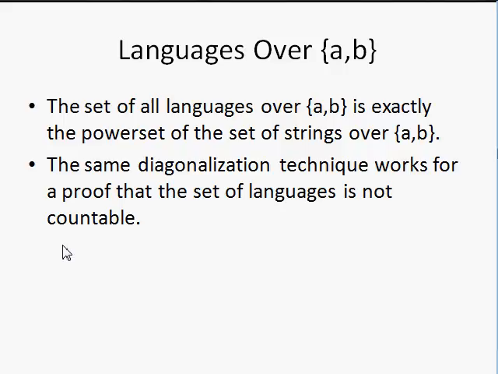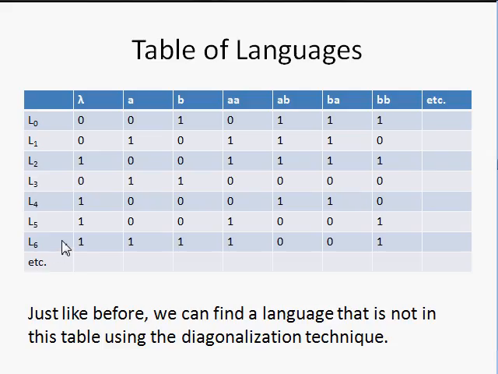We could do that same exact diagonalization thing for the set of languages. And here's what the table would look like. Listed down this way would be all the different languages, and over across here would be all the different strings, and you just put 1s and 0s in the table depending on whether that string's in that language. And then you can use that same technique of flipping whatever's on the diagonal, making a new row that can't be anywhere in the table, and therefore you prove that the set of all languages is not a countable set.